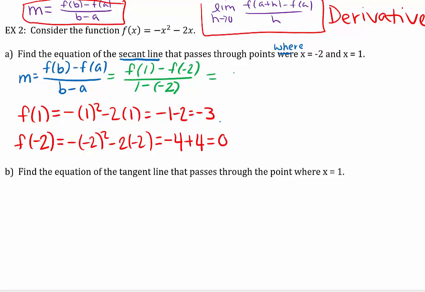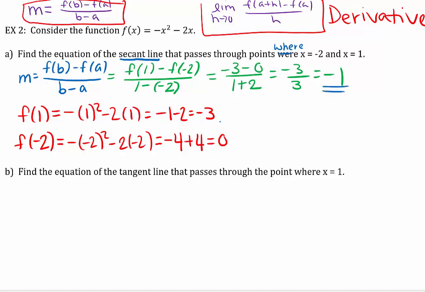So my change in y is going to be negative 3 minus 0, and my change in x is 1 minus a negative 2, or 1 plus 2. So negative 3 over 3 is negative 1. The slope of this line is negative 1. Now, if I want to write the equation of the line, and that's what this problem is asking me to do, I'm halfway done. I know the slope.